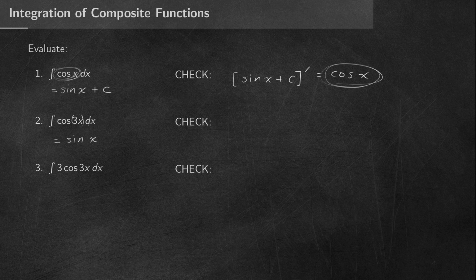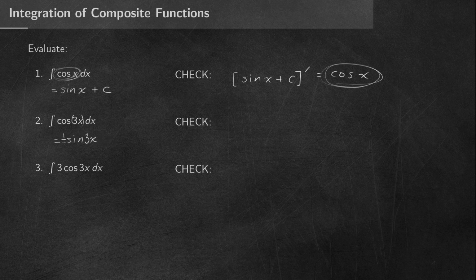So the derivative of what is going to give me cosine stuff? Well, the derivative of sine stuff gives me cosine stuff times derivative of stuff. So that's going to get me a little bit closer. If I take the derivative of sine 3x, I get cosine 3x times 3. So I'm almost there, but not quite. I'm off by a factor of 3.